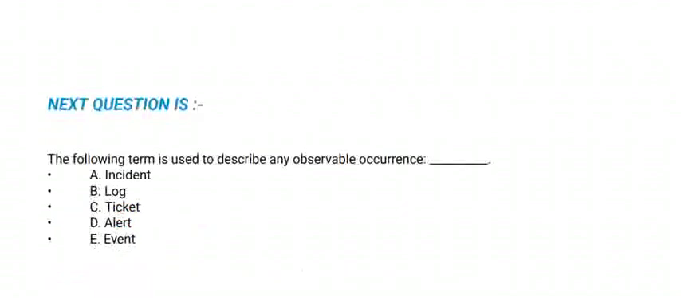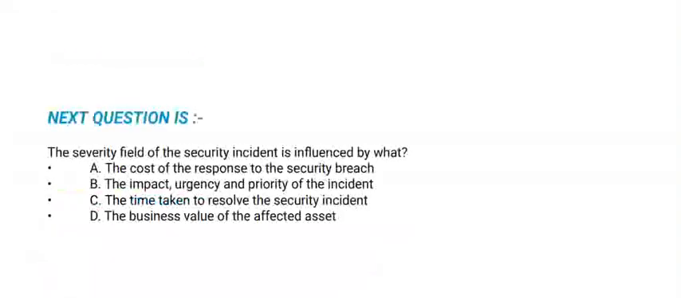Next question is, the following term is used to describe any observable occurrence. Options are option A. Incident. Option B. Log. Option C. Ticket. Option D. Alert. And option E. Event. The correct option is option E.